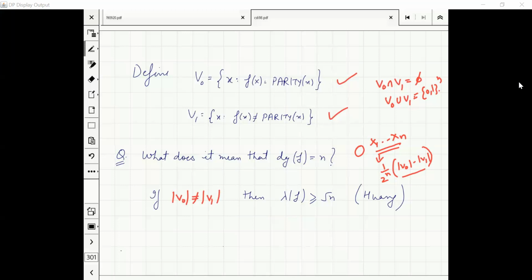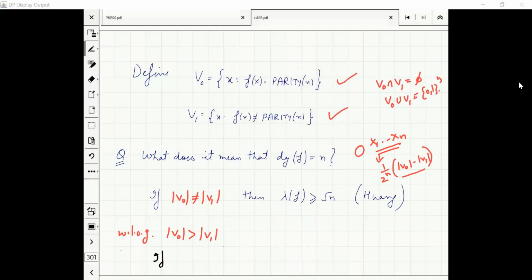But let me simplify it more. Without loss of generality, I can assume that V0 is greater than V1. Why? Otherwise, I can have the complement function. Exactly. I can look at 1 minus f, lambda will not change, degree will not change, and still the same conjecture will be false. So again, I can assume V0 to be greater than V1.